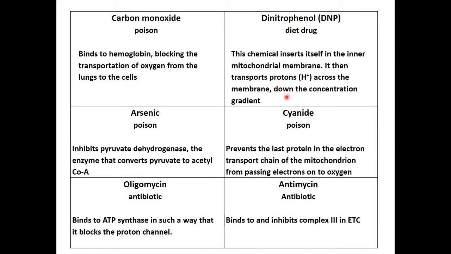You know how the ETC keeps pumping protons into the intermembrane space, and they can only come back through ATP synthase. But now with this chemical in the inner membrane, protons can go through the holes that this chemical makes. So in a sense it destroys the proton gradient. So when there's no proton gradient, what happens? Then you don't make any ATP.